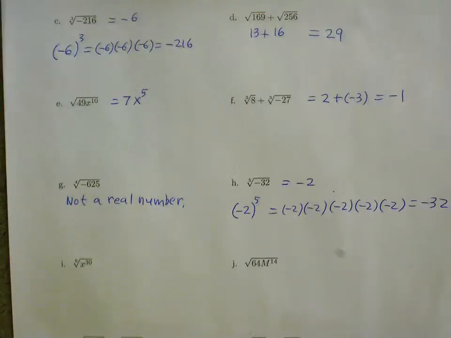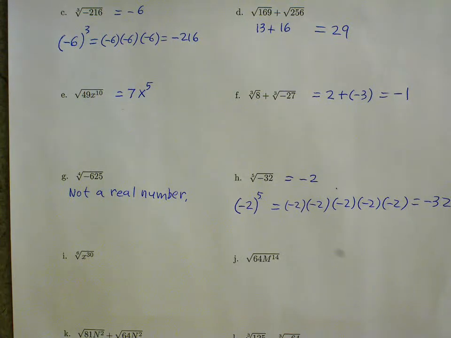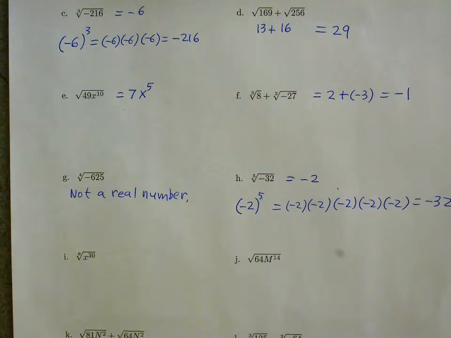Okay, in part I, the 6th root of x to the 30th. If you haven't had a chance to answer a question yet, go ahead and type in what you think the answer is for this one. The 6th root of x to the 30th.